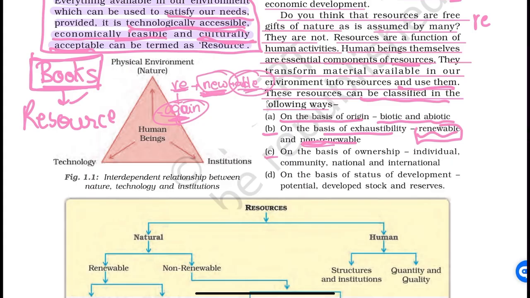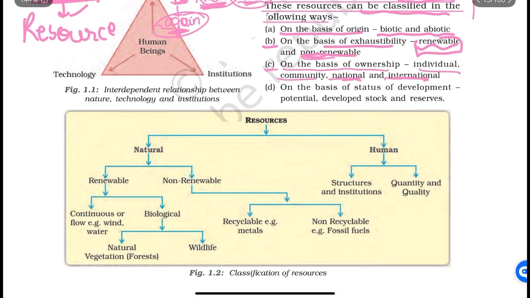Then, on the basis of ownership: individual, community, national, and international. Individual means one person, community means two or more people, national means a country, and international means so many countries or a chain between countries. Fourth is on the basis of status of development: potential, developed, stock, and reserves.